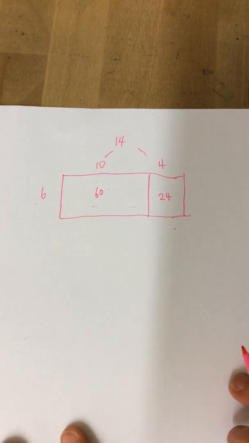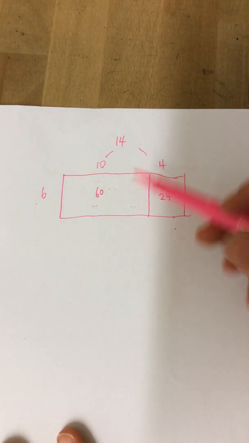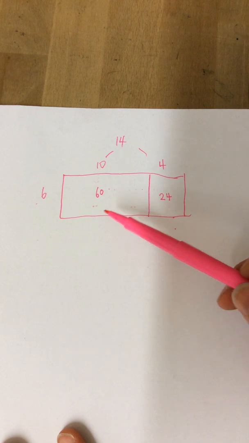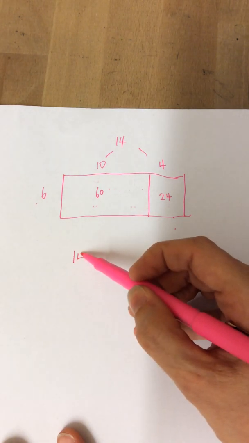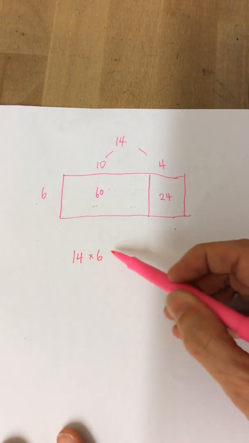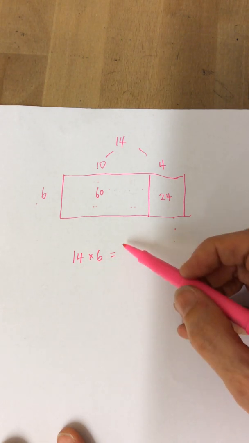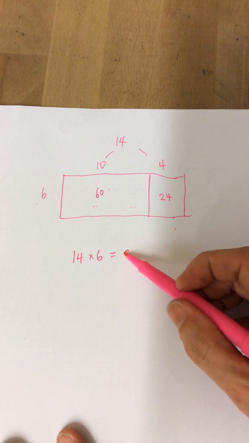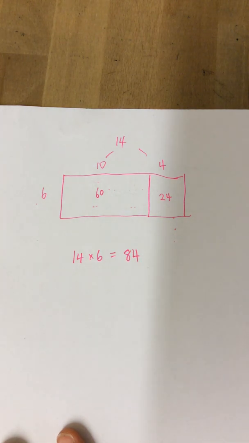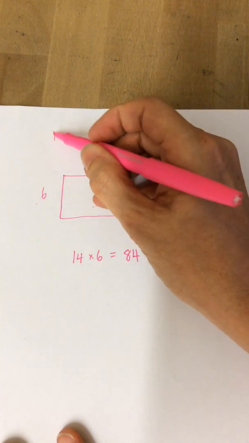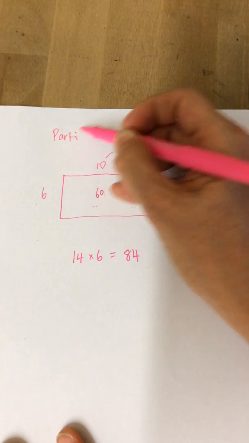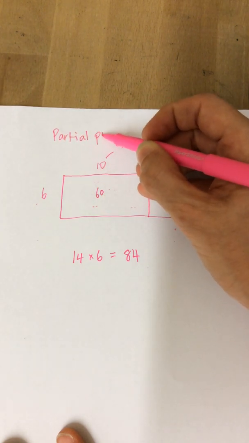So what I've done is I've just used a partial products approach. Partial products means I'm finding the product, or the answer, to 14 times 6 or 6 times 14 part by part. So 14 times 6 equals 60 plus 24, which equals 84. So this we would call partial products, or finding the product part by part.